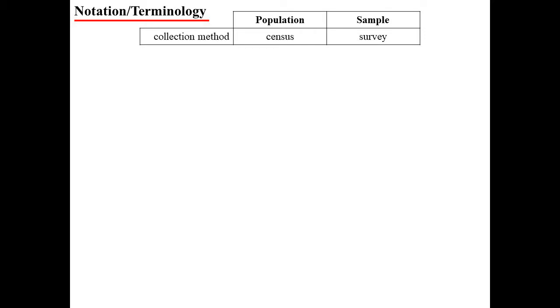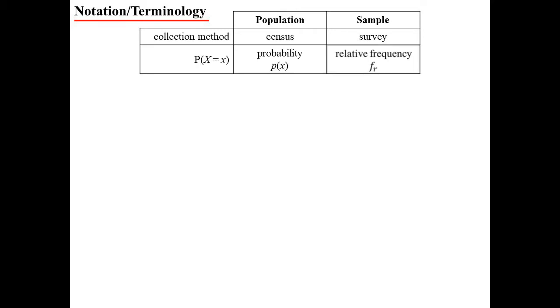So, some notation and terminology. How we're collecting our data: if we're gathering from the whole population, we call it a census. If it's just a sample, then we call it a survey. For probability, P(X = x), for population we use P(x). For sample, we talk about relative frequency rather than probability.